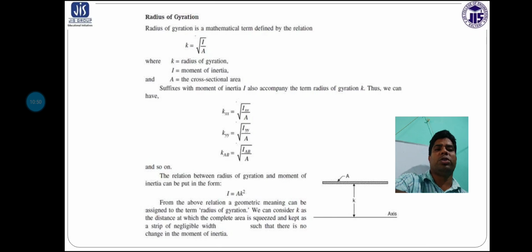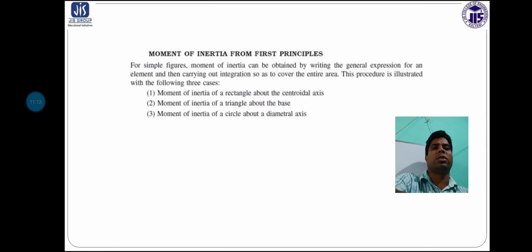In the above equations, a geometric meaning can be assigned to the radius of gyration, and we can consider k as the distance at which the complete area is squeezed and kept as a strip of negligible width, such that there is no change in the moment of inertia.